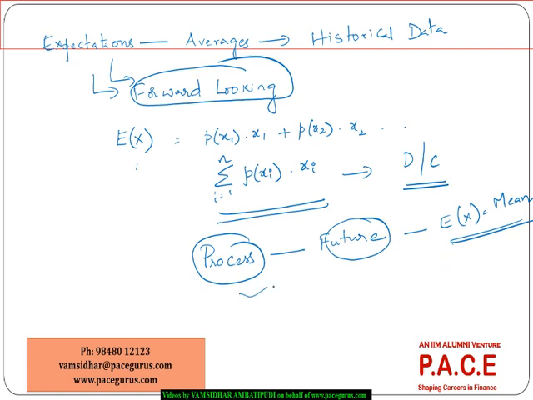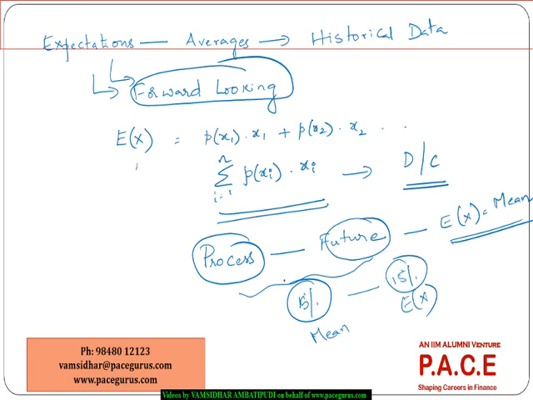So if my historical mean return was 15%, and I assume that more or less a similar kind of process is going to be present in the future as well, then in the future also I can take it as 15%. Then the historical mean will be the same as the expected value. But if the future is going to be different from the past, then this expected value need not be the same as the mean.